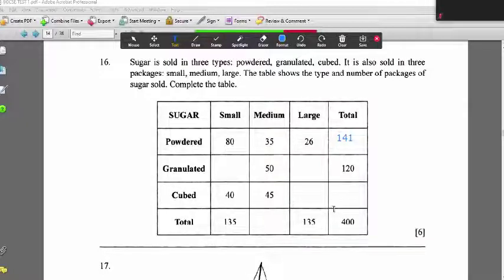Now look at the mathematics here. What am I missing right here? I'm missing a figure here. I know that the total is 400. So if I add this plus this plus this, it should give me 400. So therefore 400 minus these 2 will give me the missing number here. In this case, we will have 400 minus 120 minus 141, which is 139. So in this case, we'll have 139.